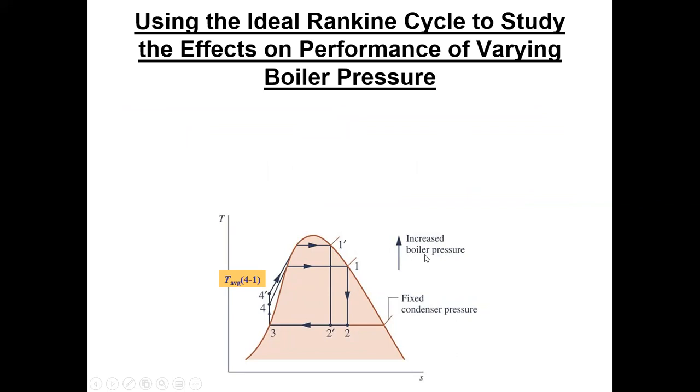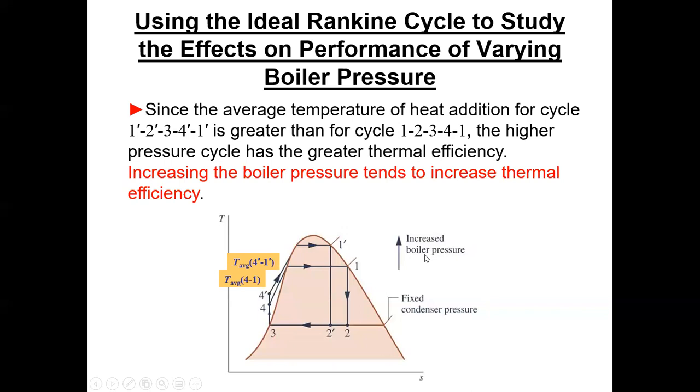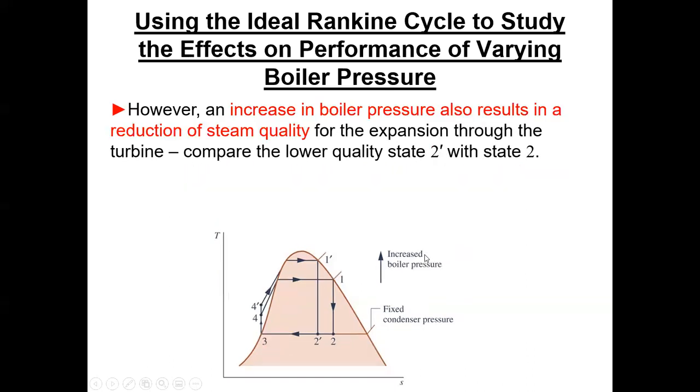T average from 4 to 1 would be at roughly that level, and T average from 4 prime to 1 prime would be a higher average temperature, so that's going to help me. Since the average temperature of heat addition for cycle 1 prime, 2 prime, 3, 4 prime, 1 prime is greater than for cycle 1, 2, 3, 4, 1, the higher pressure cycle has greater thermal efficiency. Increasing boiler pressure tends to increase thermal efficiency. So that's what we're trying to pound home, but the turbine doesn't like it.